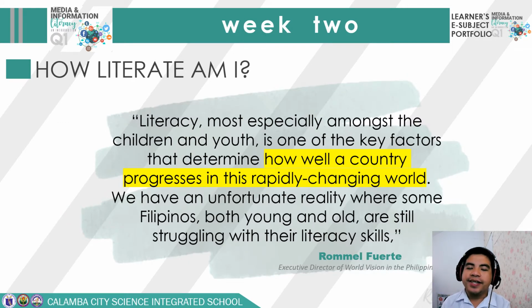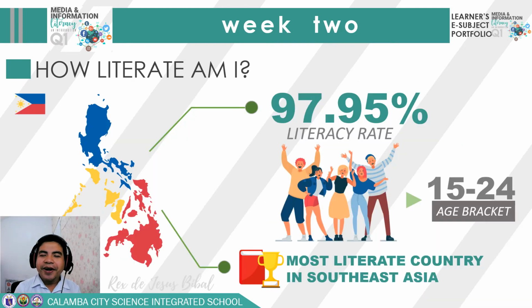According to Romel Forte, Executive Director of World Vision in the Philippines, literacy, most especially among the children and youth, is one of the key factors that determine how well a country progresses in this rapidly changing world. We have an unfortunate reality where some Filipinos, both young and old, are still struggling with their literacy skills. On a positive note, with a 97.95% literacy rate among the 15 to 24 years old age bracket, the Philippines is considered the most literate country in Southeast Asia based on a report by the United Nations.